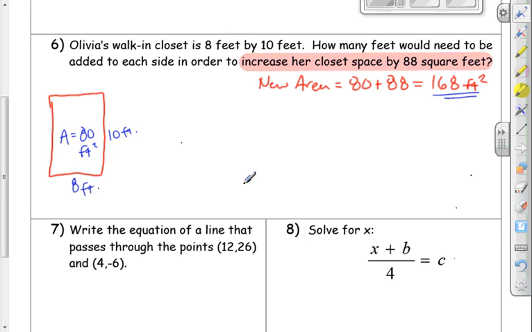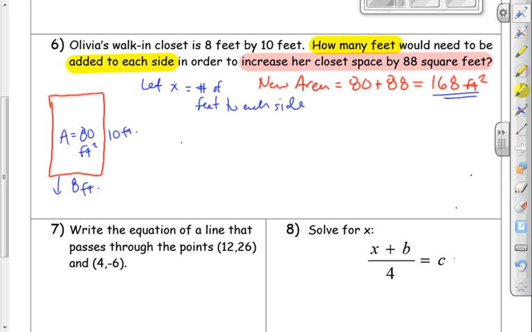We're going to want to hold on to that for a little later. Let's go back into some other features of this problem. We have to think about what we're asked to find, which is in the second sentence here. How many feet would be needed to add to each side? So we're going to let x equal the number of feet added to each side.